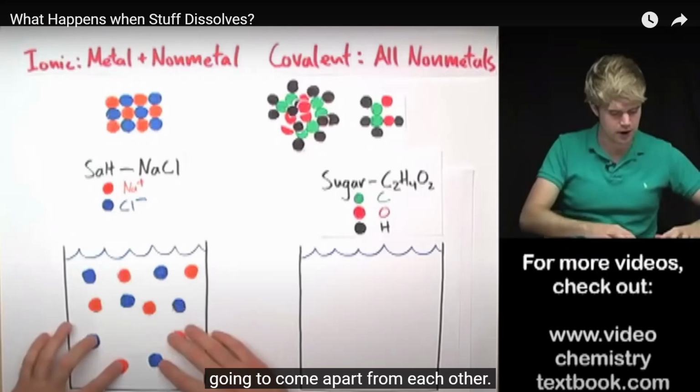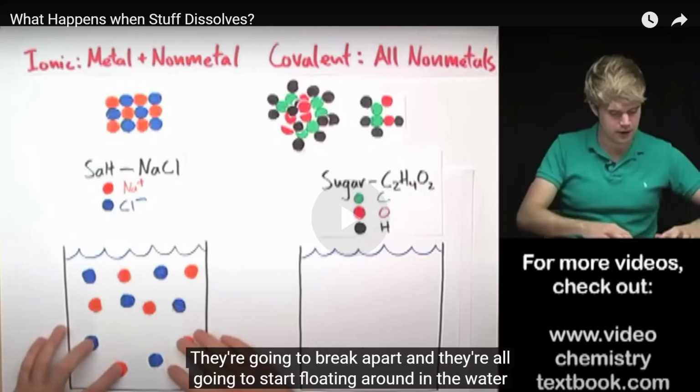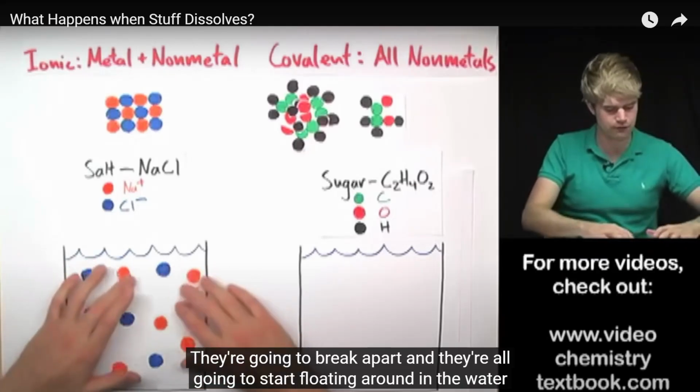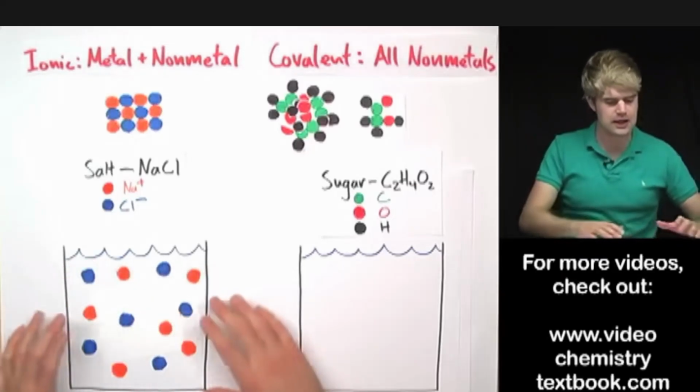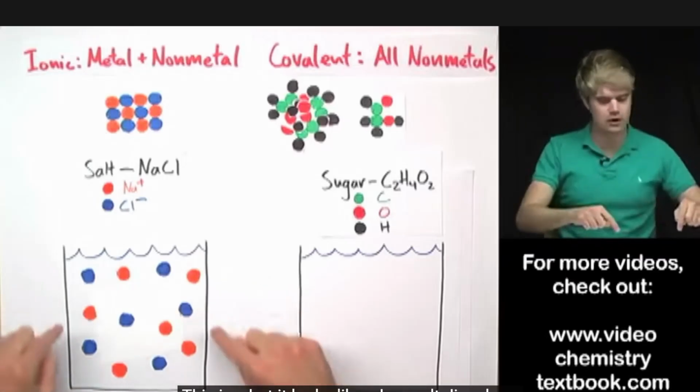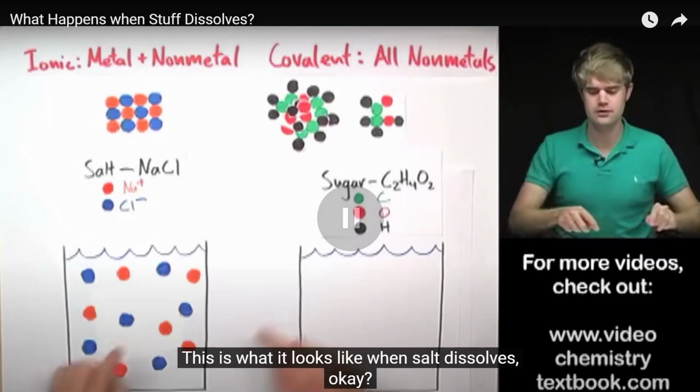He shouldn't have said atoms. What should he have said? Ions. Okay, so the ions come apart. What kind of a mixture is that? Homogeneous.